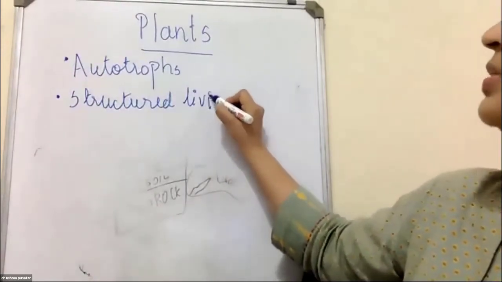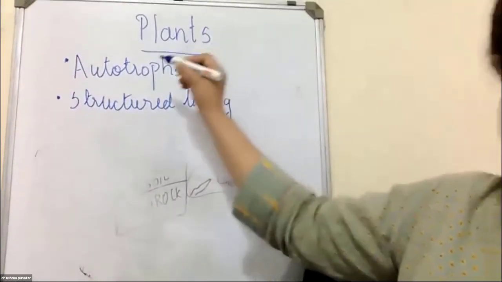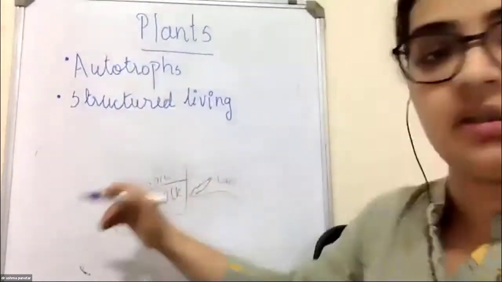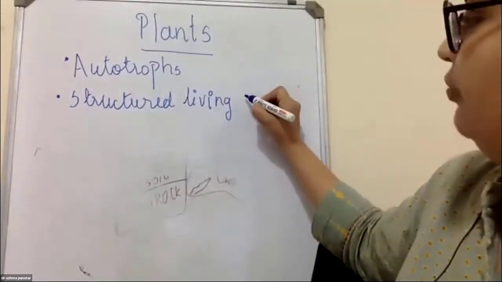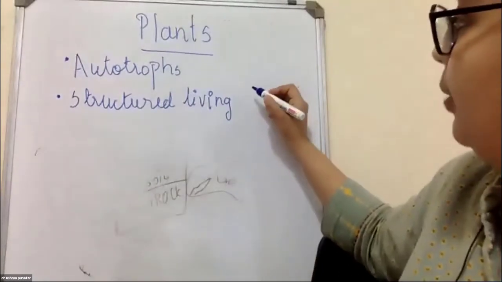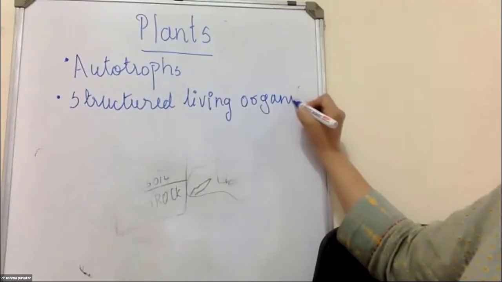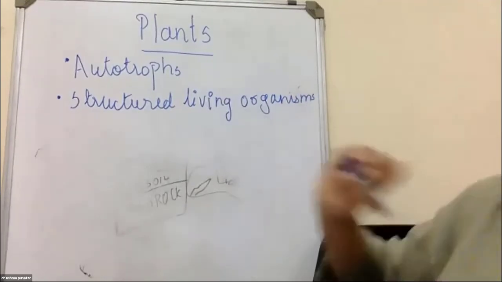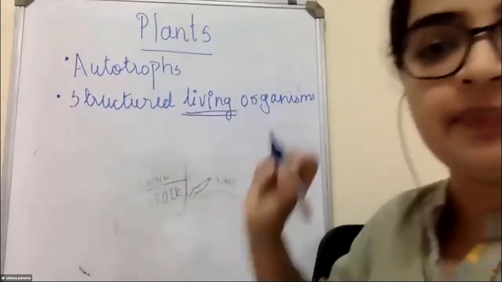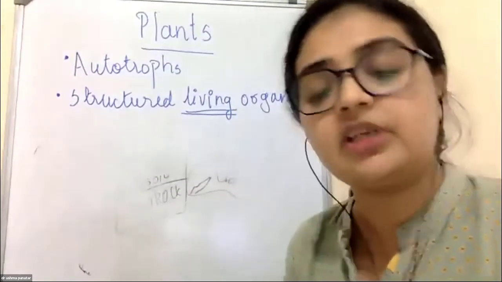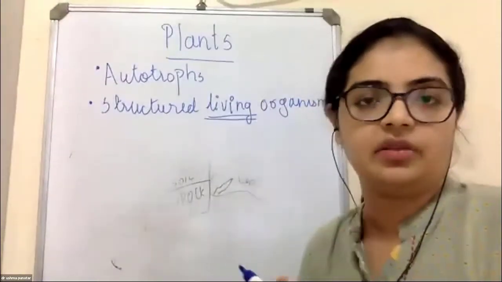living organisms. We will take up each of them as soon as we have finished pointing out all their properties. Structured living organisms. Now, when I say living, just brushing up, it has all the characteristics of living things which you must have already studied in your second and third standards.